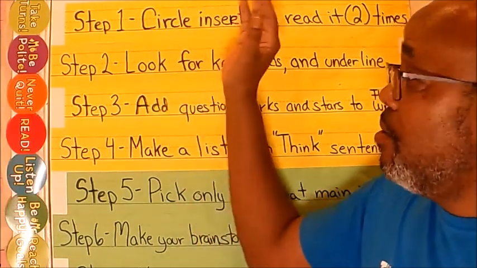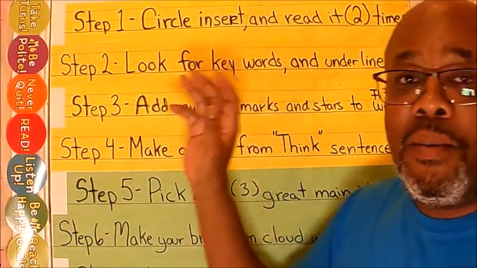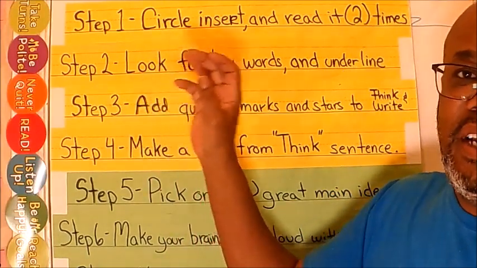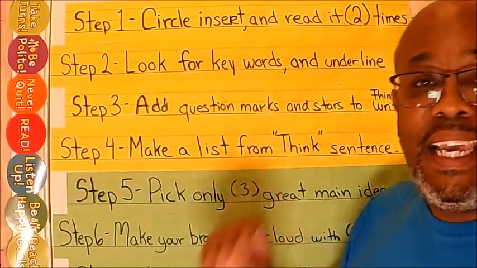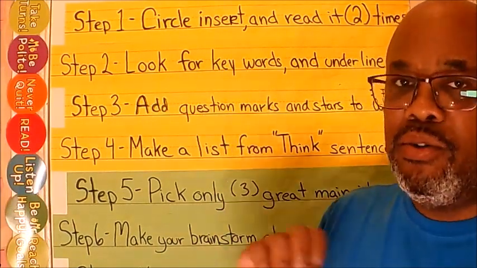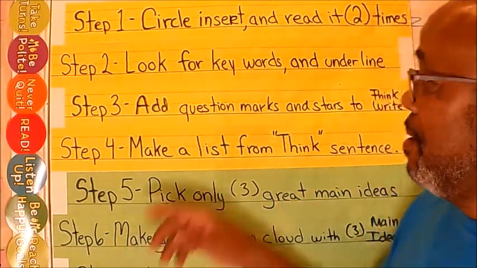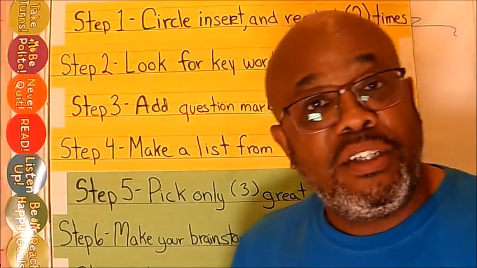So real fast, what are we going to do? We're going to break down the prompt. What are we going to do first? We're going to circle the insert. Why? We're looking for key information that can go into our writing. Number 2, then we're going to search for what? Key words. Key words, the same words they use in the prompt, we want to use those same words right back in the writing.